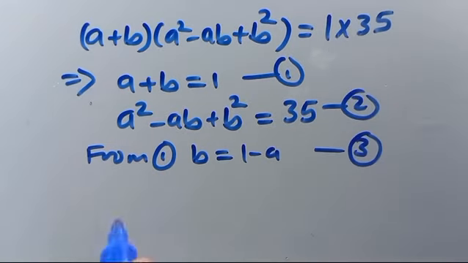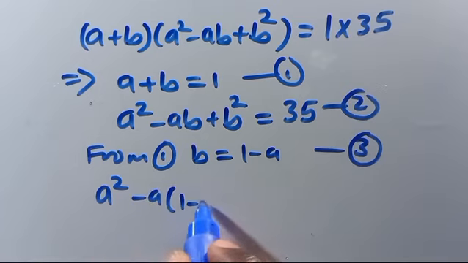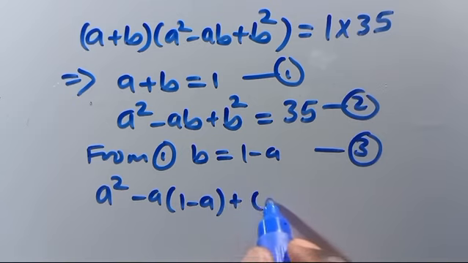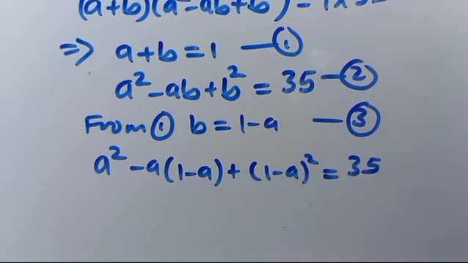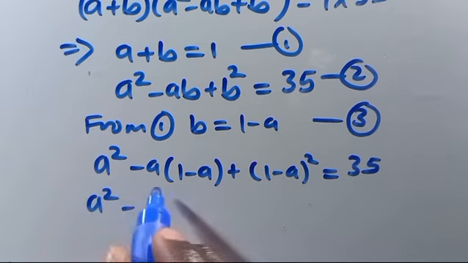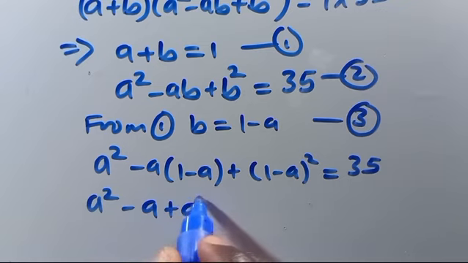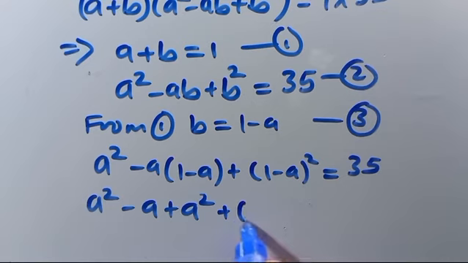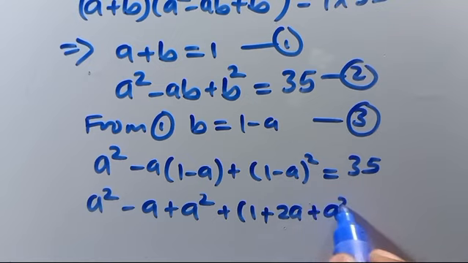So we are going to have a squared minus a into 1 minus a plus 1 minus a squared equals 35. So from here we have a squared. This times this will be minus a, this will be plus a squared. Then this will be 1, then minus 2a. So plus 2a. Then we have here to be plus a squared.